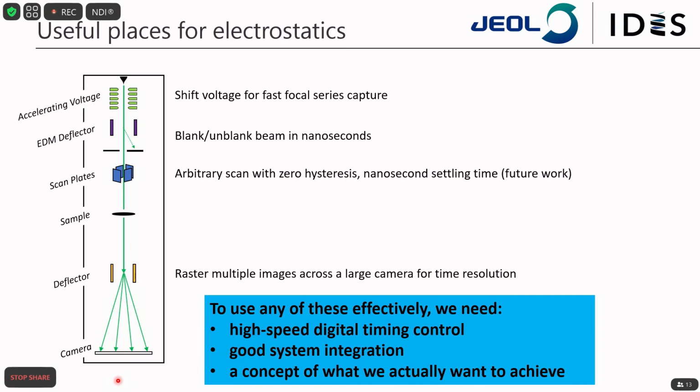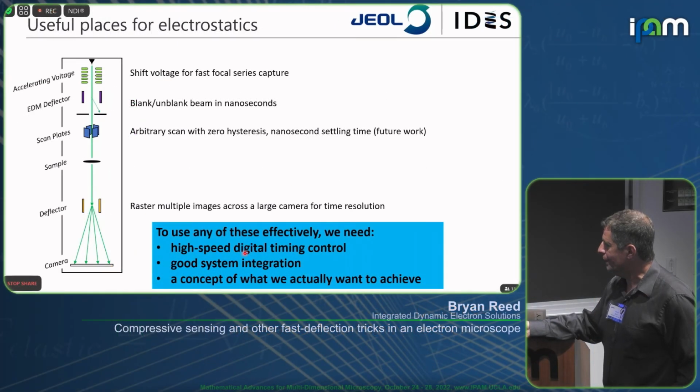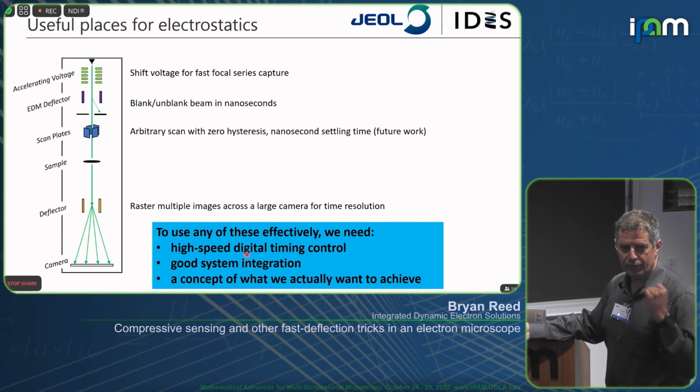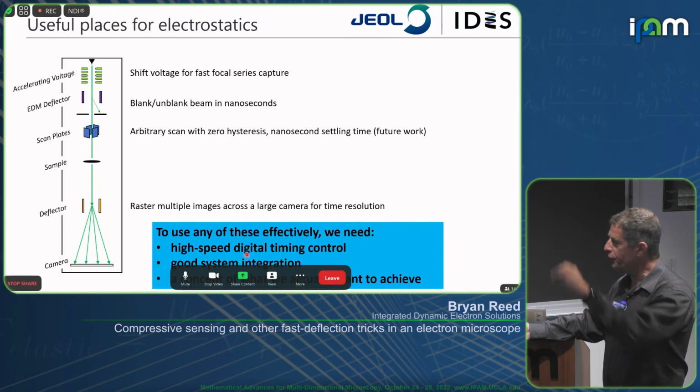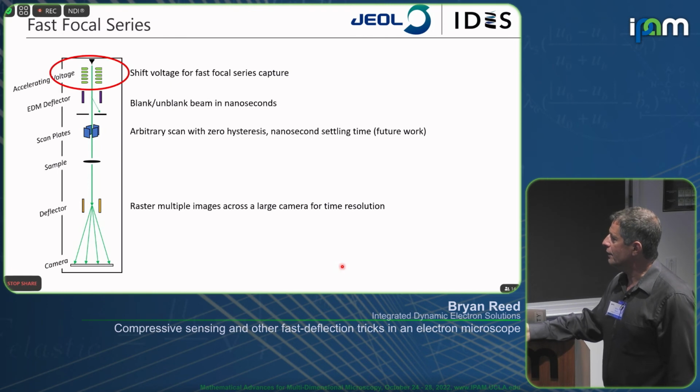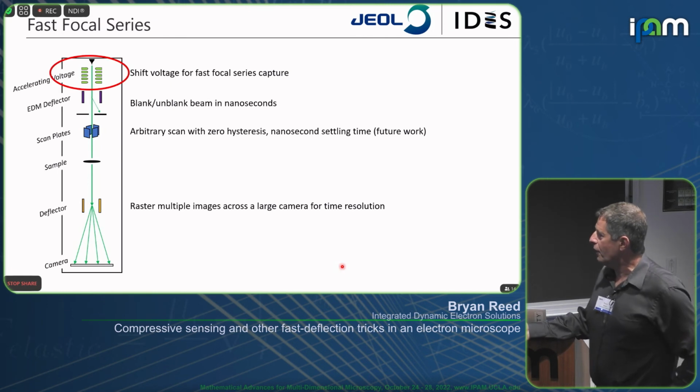So to use any of these effectively, you need high-speed digital timing control. To take advantage of the fact that you can do stuff in nanoseconds, you better have a control system that can coordinate these things on the nanosecond scale. So good system integration and a concept of what you actually want to achieve. So yeah, you can add cool components, but you want to actually think about how you're going to use them, and that can get complicated. So let's start at the top of the column.